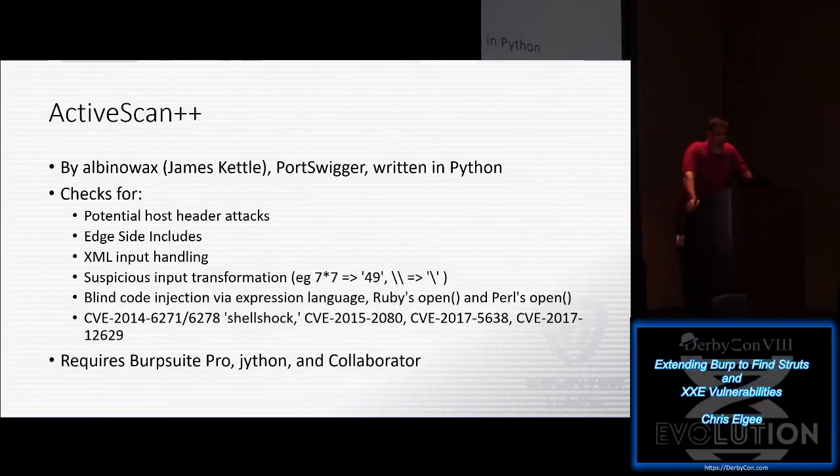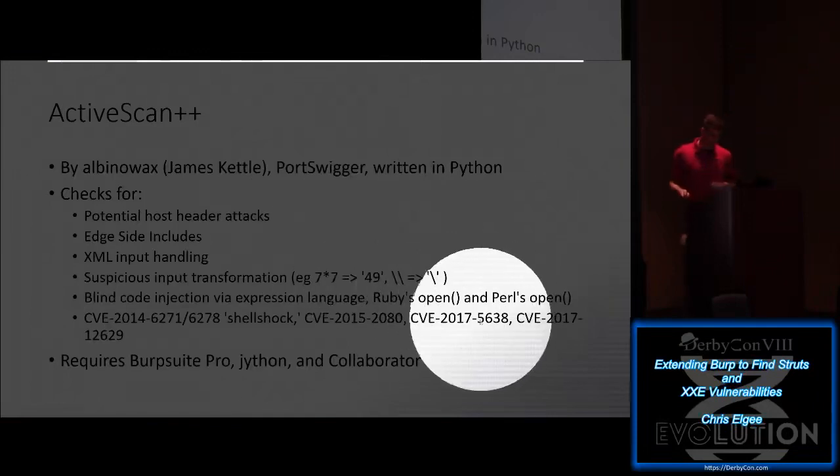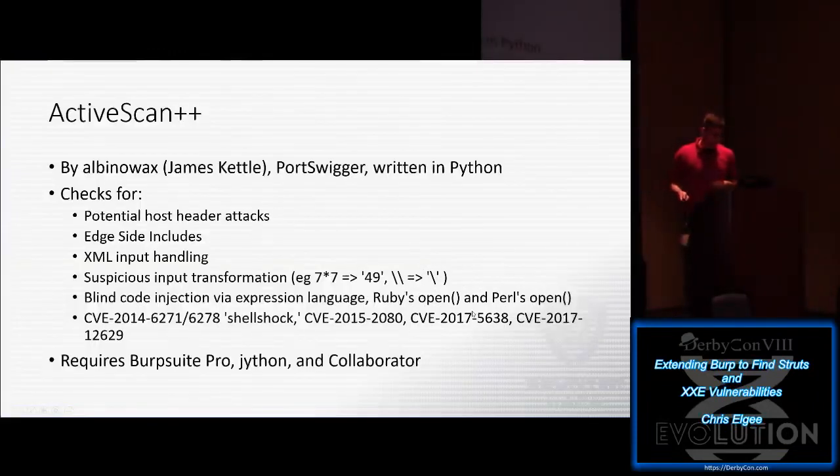If you've ever heard of albino wax, if you want to feel really dumb, go look up a talk like Cracking the Lens. The man is absolutely brilliant when it comes to web app pen testing. And he wrote this cool extension and gave it away. Thank you, James Kettle. Where it'll look for a bunch of funky side things, including 5638. That is, again, the Equifax Struts bug.